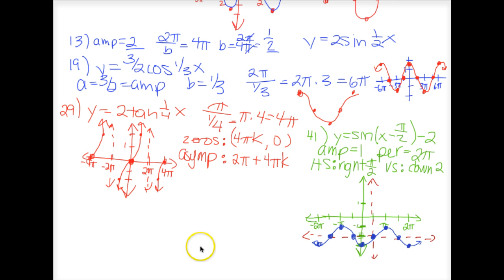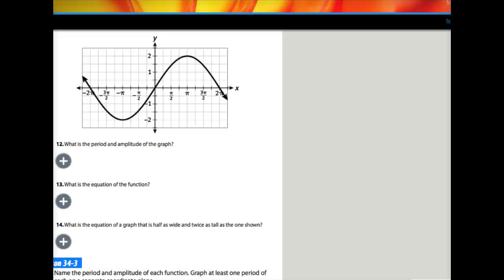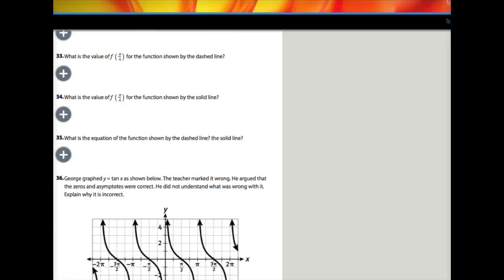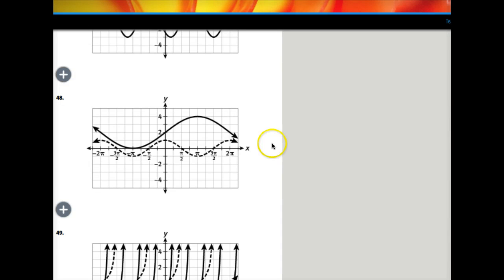All right, next group, we are looking again at the picture and trying to write the equation. So if we look here, at number 48, it says the parent graph is the dashed graph and the solid line is the new one, and we're supposed to describe the transformation.